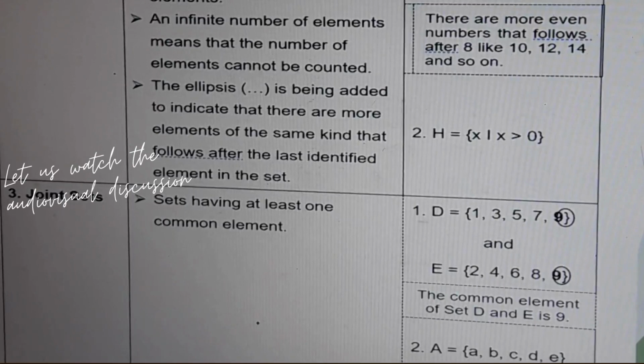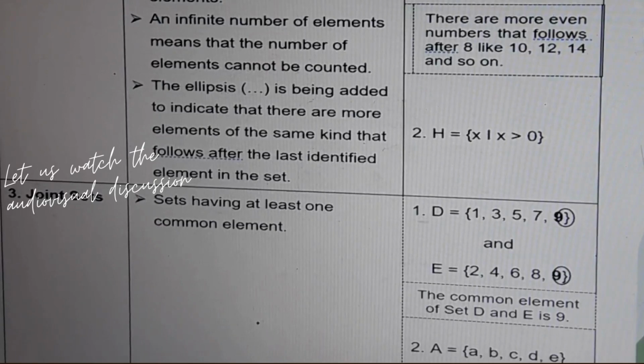Second, we have infinite sets. These are sets with an infinite number of elements. An infinite number of elements means that the number of elements cannot be counted. As I told you earlier, if you see 3 dots after an element or set of elements, that means they are added to indicate that there are more elements of the same kind that follow after the last identified element in a set. So it is very clear.